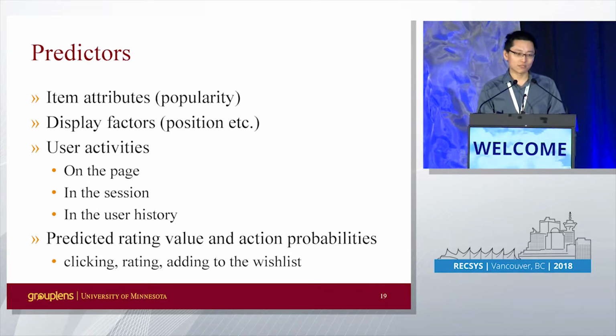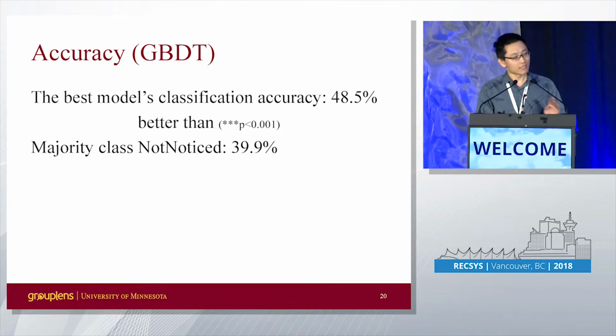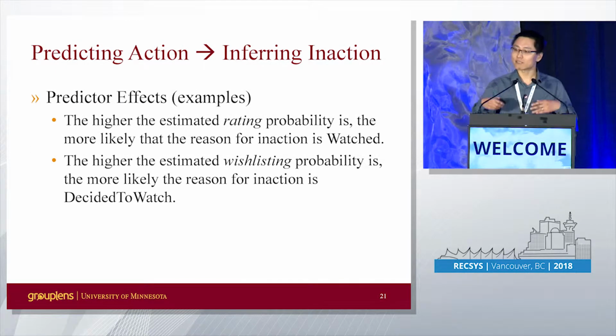This is the best model's classification accuracy we get, 48%. This is significantly better compared with the majority class, not noticed, at around 40%, but it's not a great classifier. It's a hard task to infer user inaction reasons. We found some interesting predictor effects. For example, we can estimate the rating probability, how likely this user is going to rate it. And if this estimated probability is higher, then it's more likely that the inaction reason is watched, they have consumed it before.